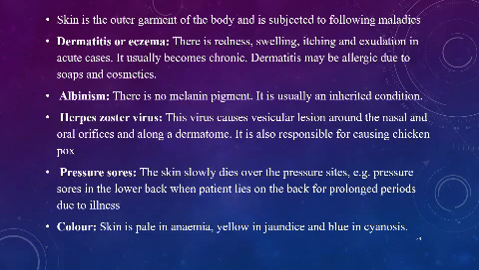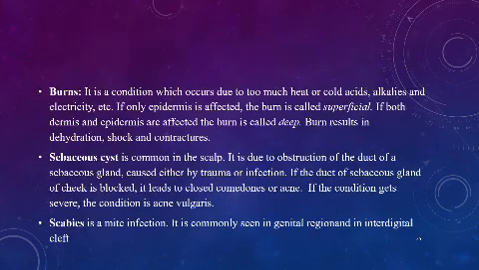Herpes zoster virus. This virus causes vesicular lesions around the nasal and oral orifice and along a dermatome. It is also responsible for causing chickenpox. Okay. Pressure sores. The skin slowly dies over the pressure sites. Example, pressure sores in the lower back when a patient lies on the back for a prolonged period due to illness. Color. Skin is pale in anemia, yellow in jaundice and blue in cyanosis. With varying diseases, the color of the skin changes.